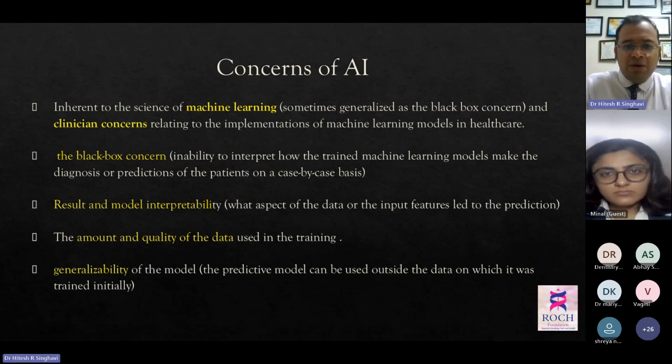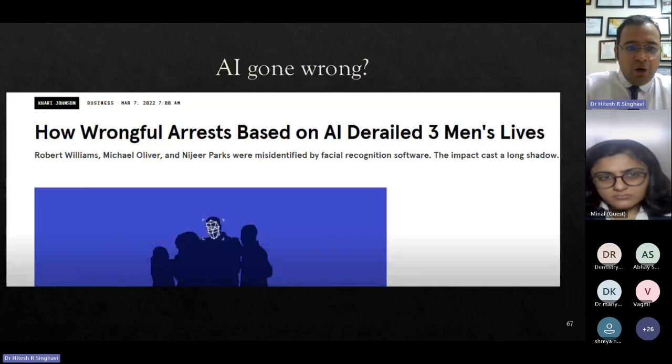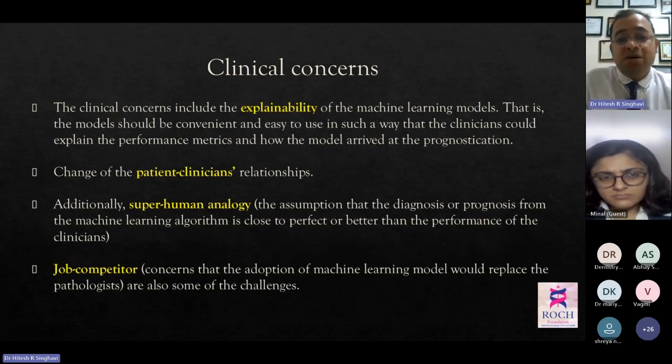Now, for example, I think Amazon uses AI for shortlisting job interviews. Even in that, there were examples. Nowadays, Amazon has in fact stopped using AI because it was biased towards males. The reason they gave, I think you can find on the internet, is that it was biased towards males, and that is why even AI can have ethical concerns and biases involved. Now, this is an example of how wrongful arrest based on AI derailed three men's lives. It's available on the net. Now, these were the machine learning concerns.